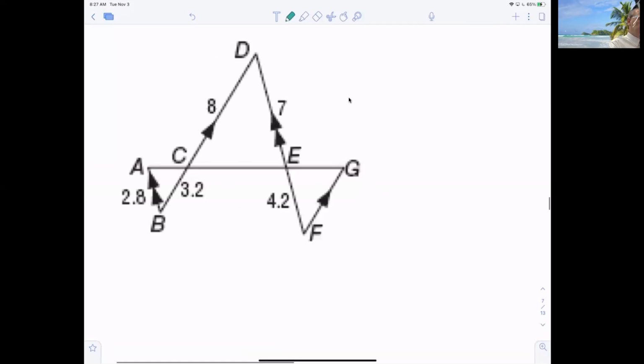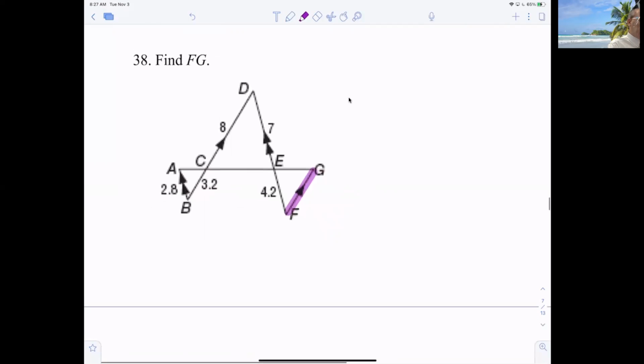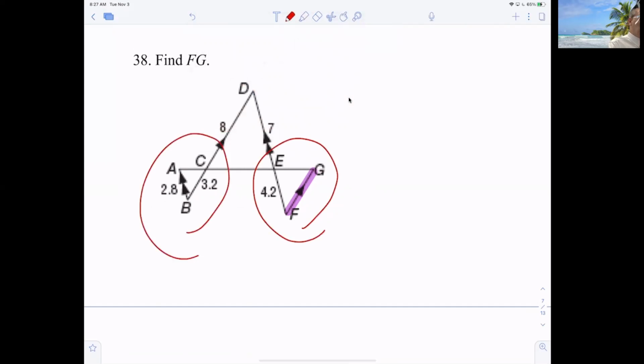I'm trying to find FG, right? So I'm going to highlight this guy right here, FG. Now, I'm hoping that this triangle over here is similar to this triangle over here. That's what I'm trying to find, right? But I don't know if it is or not.